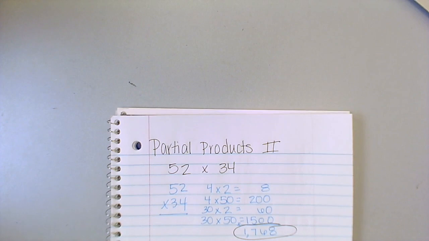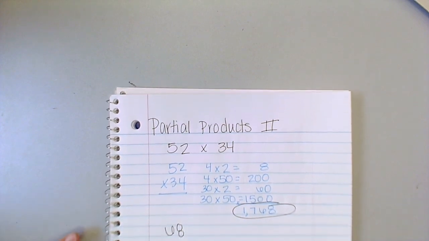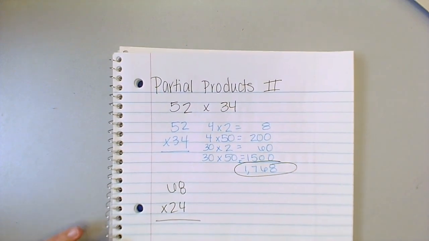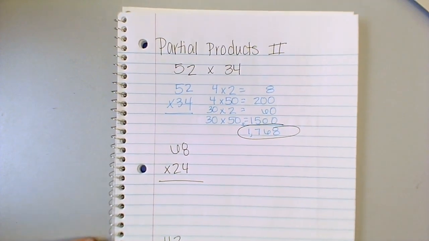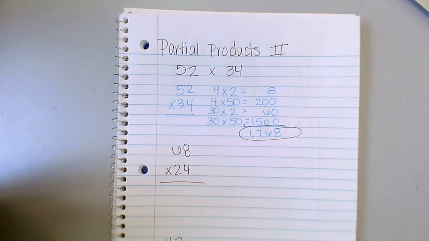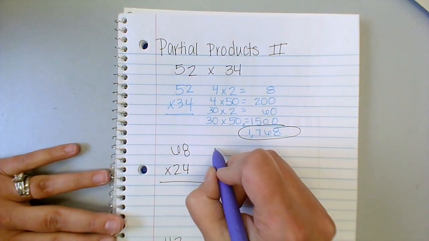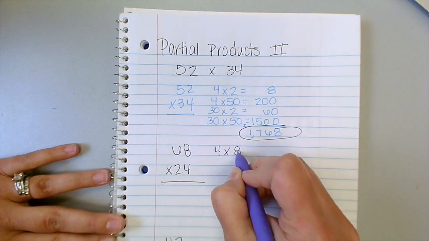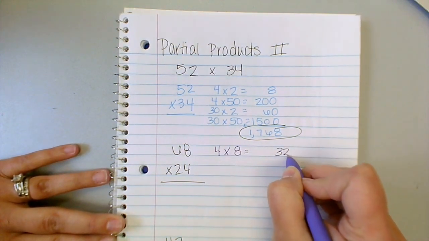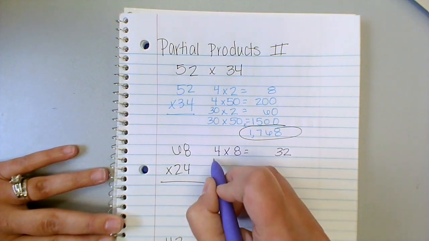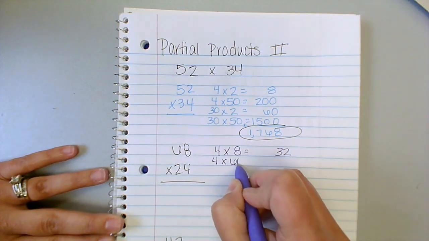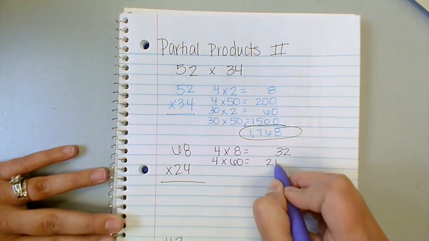I'm going to do this again. I'm going to pull it up a little bit so you can see it. So my next problem is 68 times 24. We're going to complete it using the same method. So we're going to do 4 ones times 8 ones, which equals 32. And then we have 4 ones times 6 tens, so 4 times 60, which is 240.